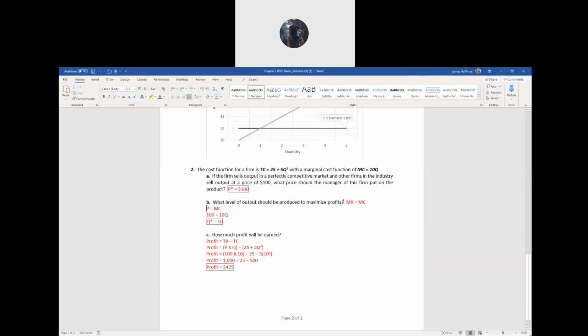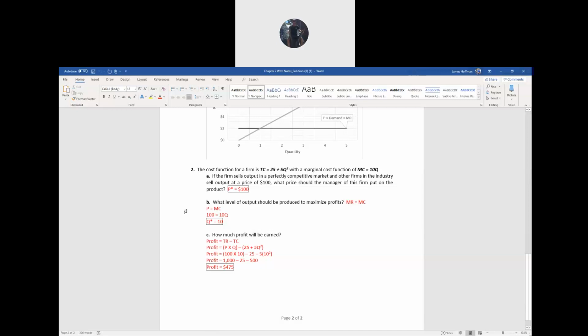So if you know that the price equals marginal revenue in a perfectly competitive firm, just plug it in. So MR equals MC, but here P equals MR, so that means that price equals MC. Okay, so basically this is the general identity. This is the situation for perfect competition.